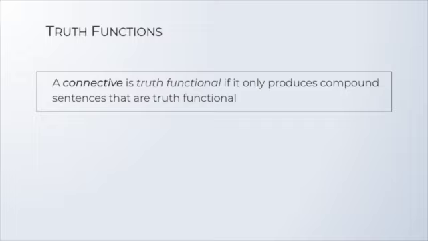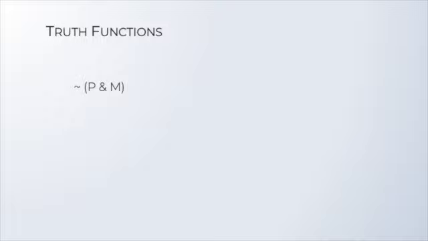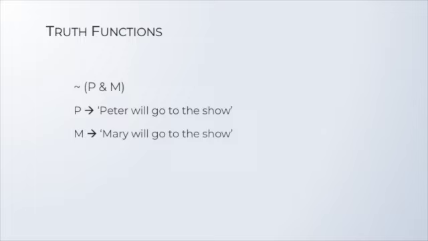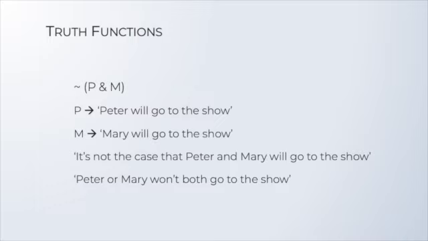Let's give a concrete example of how to do that. Take this sentence. Assume that P is Peter will go to the show, and M is Mary will go to the show. Then our sentence says, it's not the case that both Peter and Mary will go to the show, or Peter and Mary won't both go to the show.